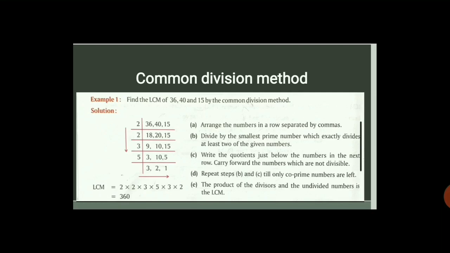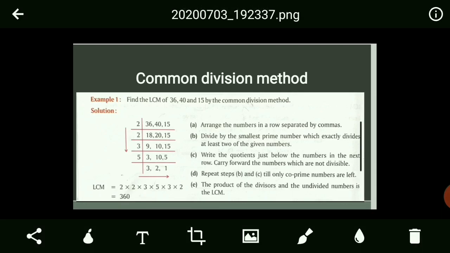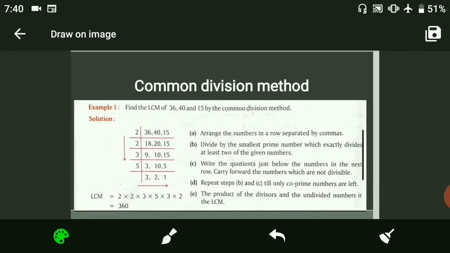Firstly, you write 36, 40 and 15. Now what do you have to do? You have to firstly check the 3 numbers together, and see in which table all 3 numbers come. If that is not possible, then you see whether 2 numbers are divisible by the number. Clear? So here, we see 36 and 40 come in one table.